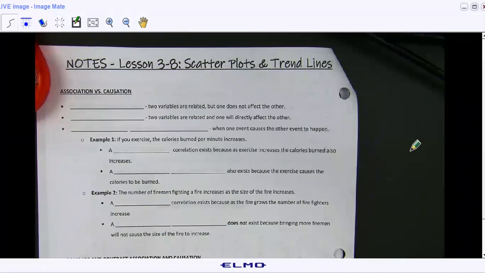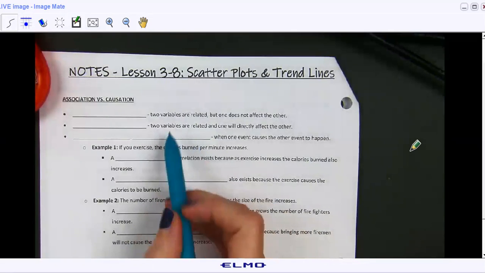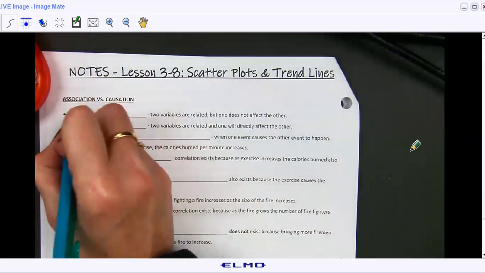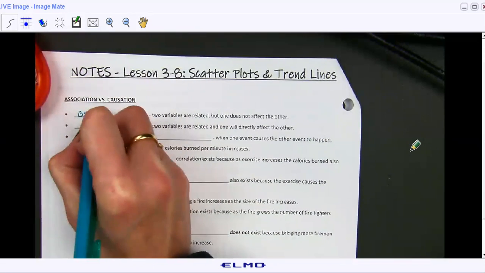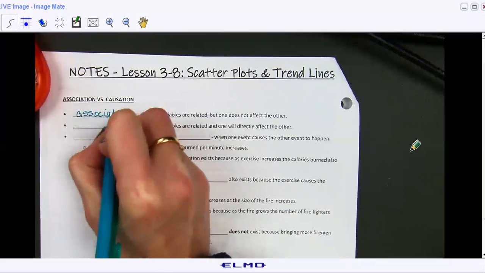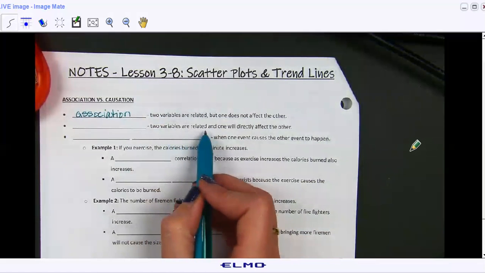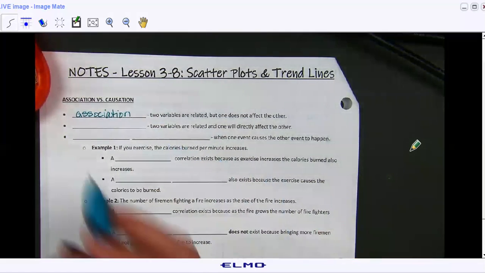So the first part of this is going to be determining whether two variables are associated, and if they are, is there a causal factor? When I say association, that means the two variables are related, but one doesn't necessarily affect the other. So they have some form of an association. When I say the word causation, I'm saying the two variables are related and one will directly affect the other.